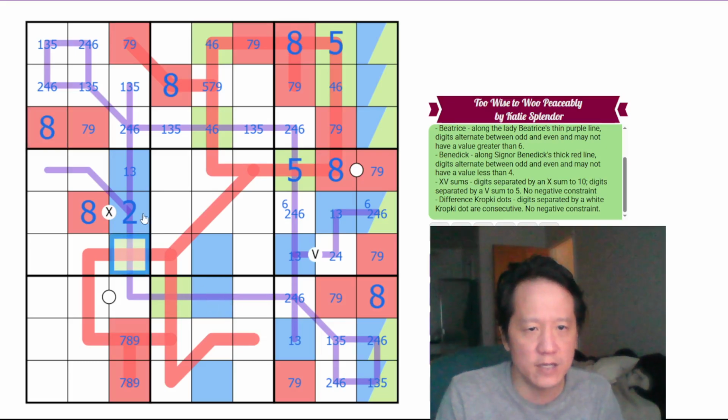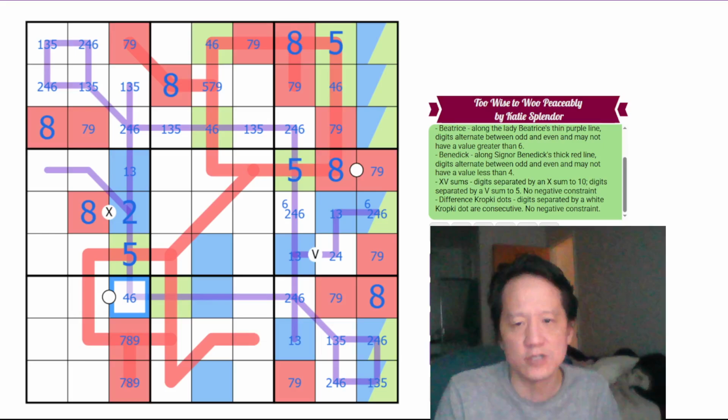This is a medium that's not even, so it has to be odd. So the only medium odd is a 5. This is an even, cannot be 2, it's 4 or 6, so this is medium also.